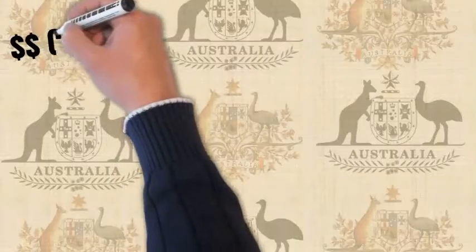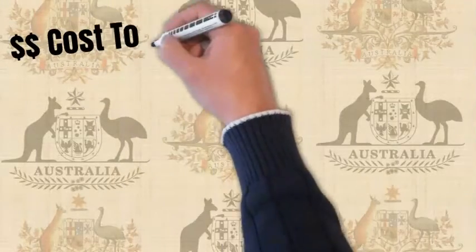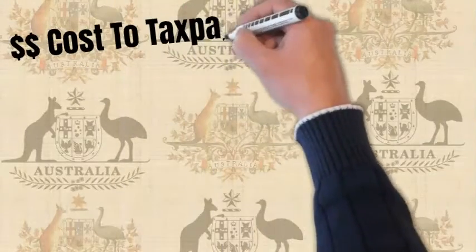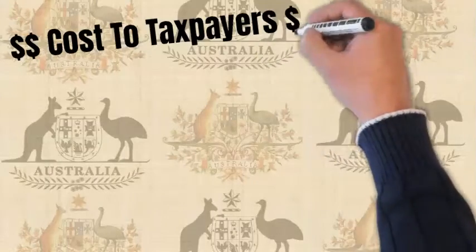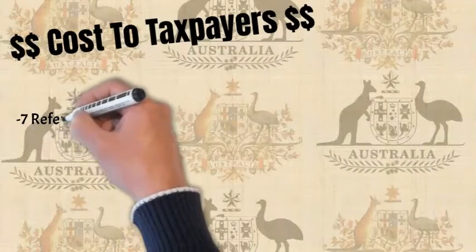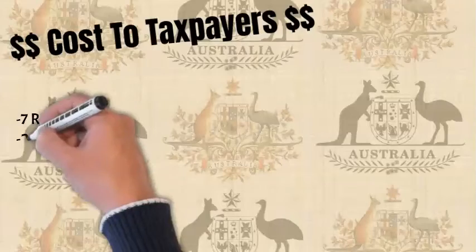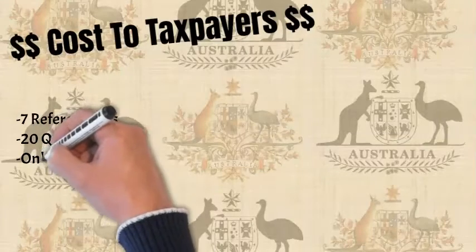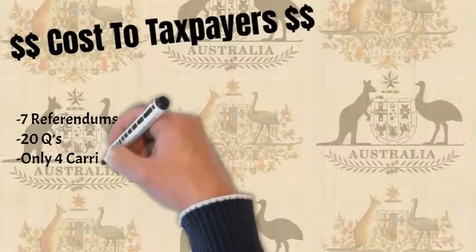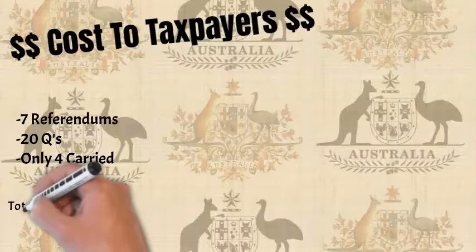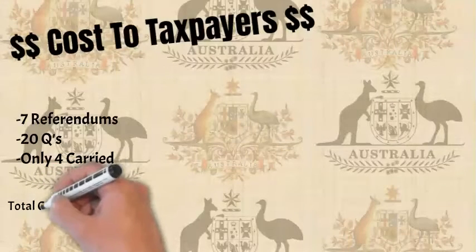Now let's have a look at how much all of this costs. From the 1967 referendum mentioned earlier to the present, we have had 7 referendums and 20 proposed questions, only 4 of which have been carried. The following table shows the nominal cost of the referendum and the adjustment for inflation to $2,020.